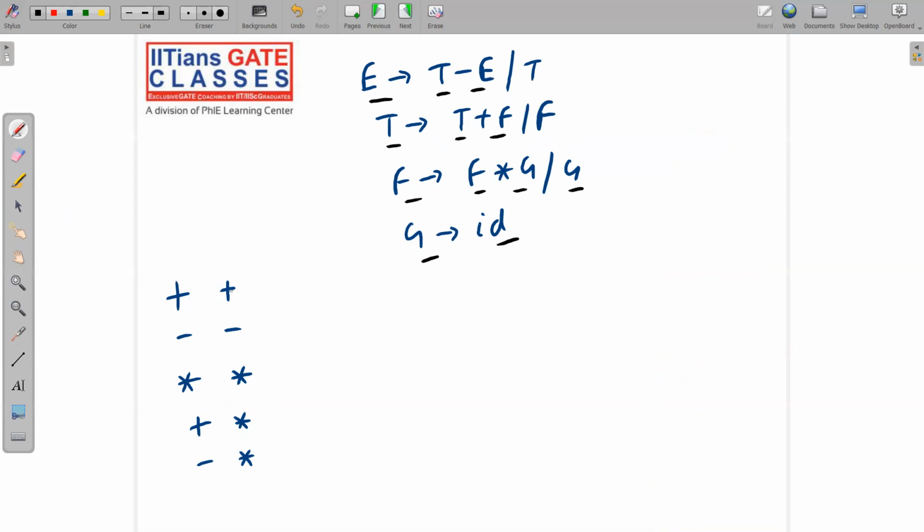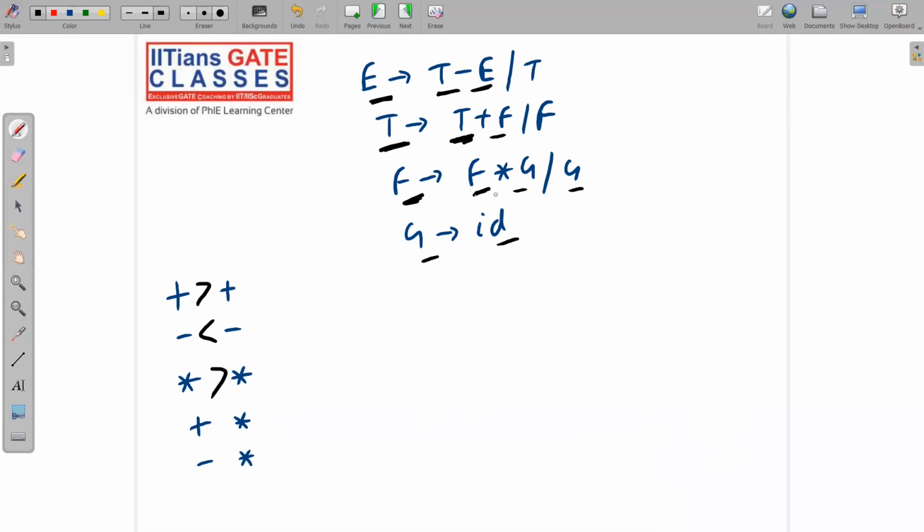Okay, so plus and plus. See, plus is left associative now. See, left recursion, left associative, like this. Minus is what? Right associative, na? Right recursion, so right associative, like this. Star is what? Left associative.